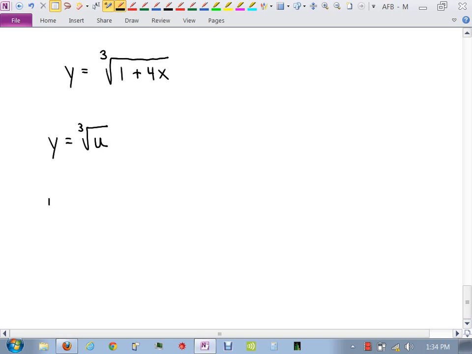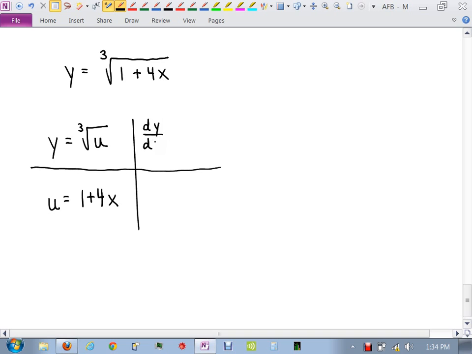And the something is the thing inside, which is what? 1 plus 4x, right? Once you do that, you set up a table, and then you find dy/du. So what's dy/du there? What's the derivative of the cube root of u?